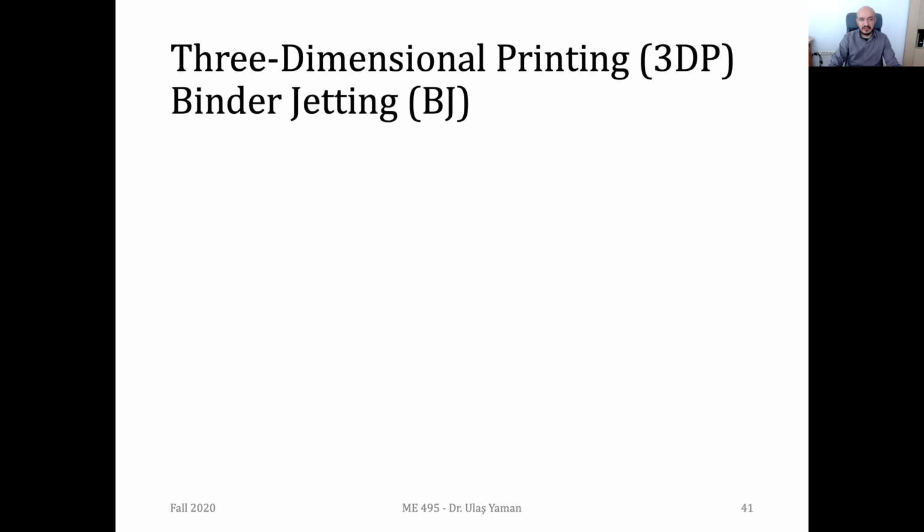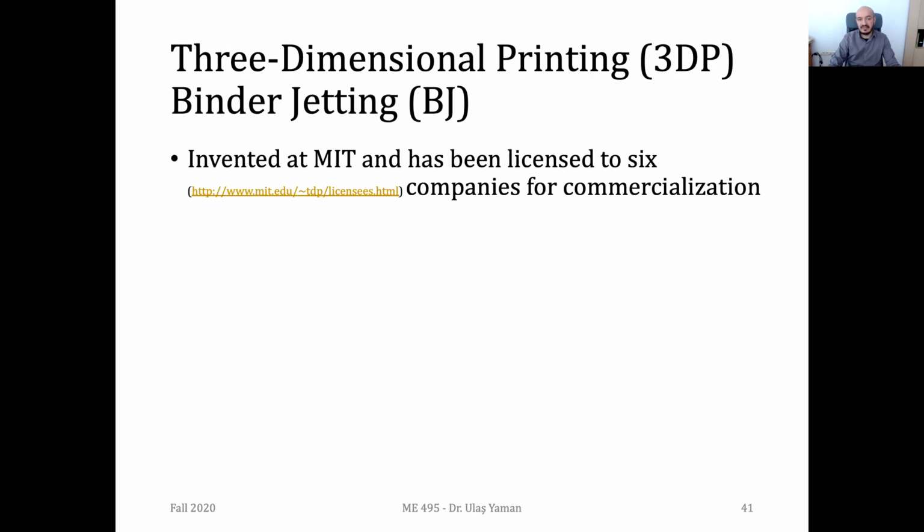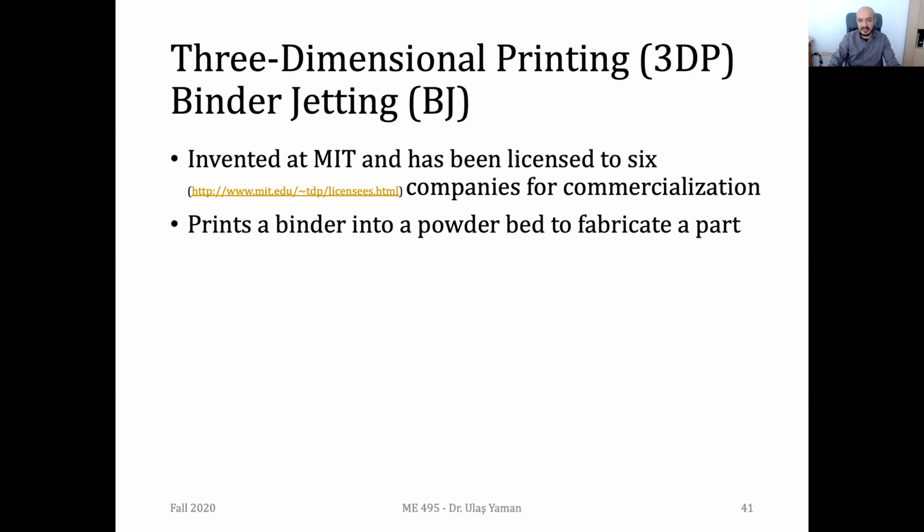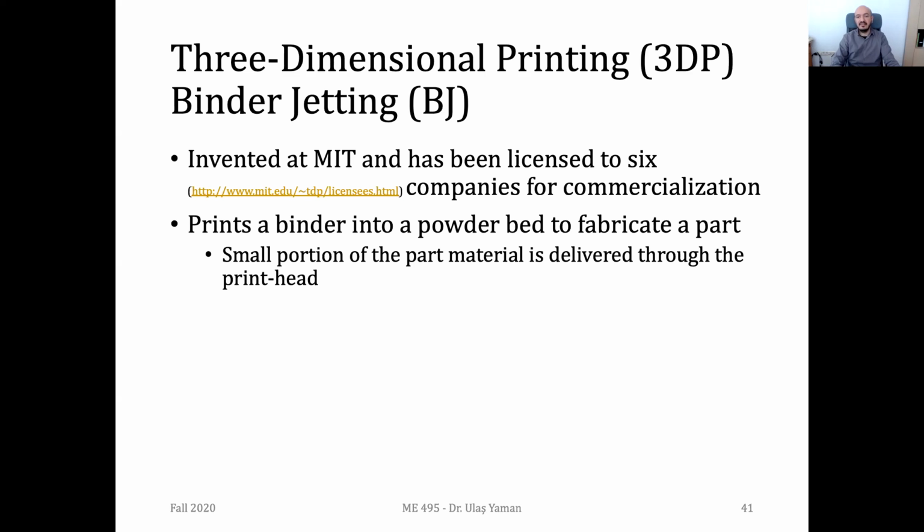So now let's focus on binder jetting. As we discussed, this was a patent by MIT, and they had given licenses to different companies, and all these companies focused on different types of materials, but the fundamentals were the same. They have a kind of powder bed, they spread their proper material, and then jet these binding agents on the powder bed and try to join these part material together.